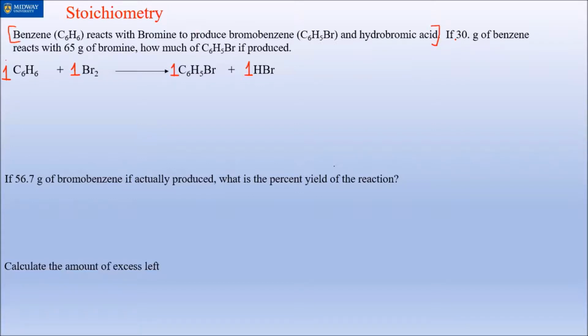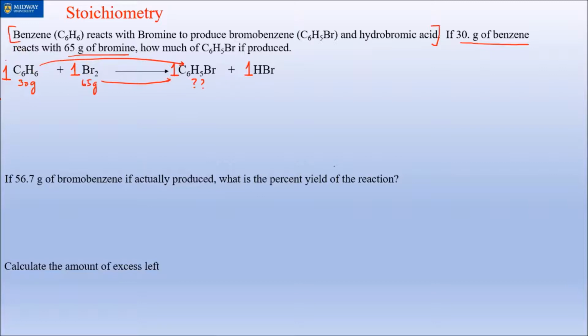This is actually where the real question starts, and it says, if 30 grams of benzene, which is this, and 65 grams of bromine, which is this, so this is 30 grams, and this is 65 grams, it's asking how much of this is produced. So basically the way you interpret the problem is you are going to compare this with this and this with this, okay? It may look very simplistic at this point, but in reality, it is very simplistic.